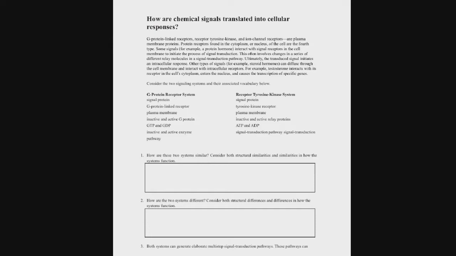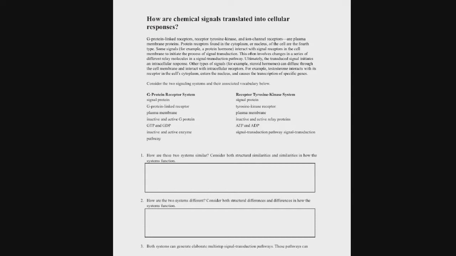Some signals, for example, protein hormones, interact with signal receptors in the cell membrane to initiate the process of signal transduction. This often involves changes in a series of different relay molecules in a signal transduction pathway. Ultimately, the transduced signal initiates an intracellular response. Other types of signals, for example, steroid hormones, can diffuse through the cell membrane and interact with intracellular receptors. Examples of this are testosterone, which interacts with its receptor in the cell cytoplasm, enters the nucleus, and then causes the transcription of specific genes.